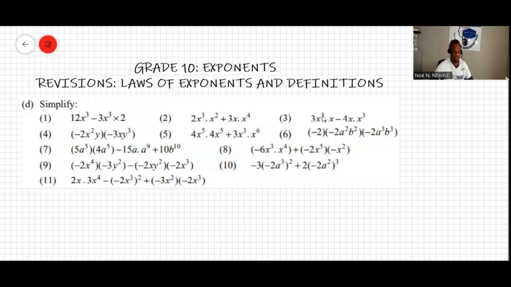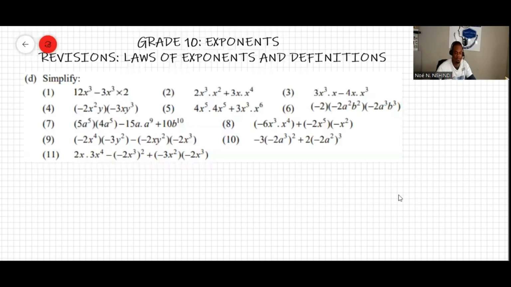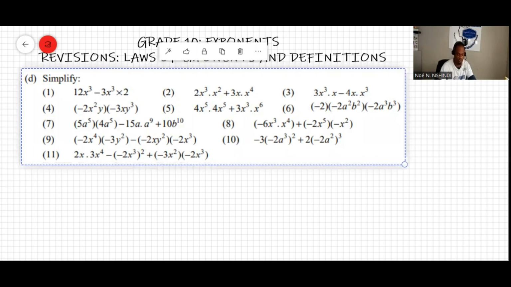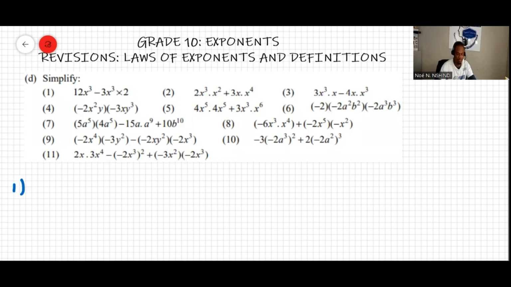Well, we have another question here. Question D says simplify. We have question 1. We have 12x cubed minus 3x cubed multiplied by 2. Sorry, it's question D already, so I just want to write 1 there.